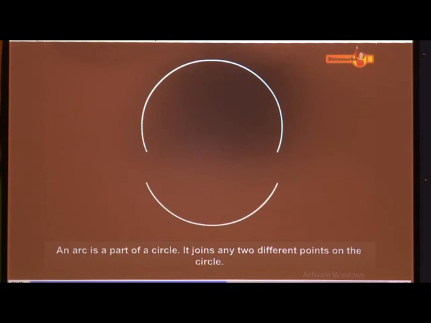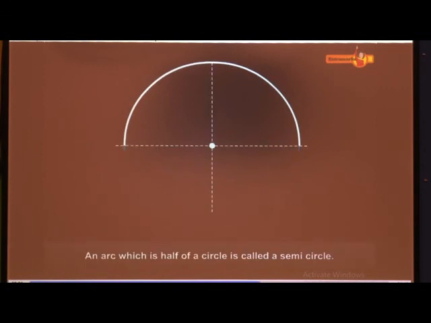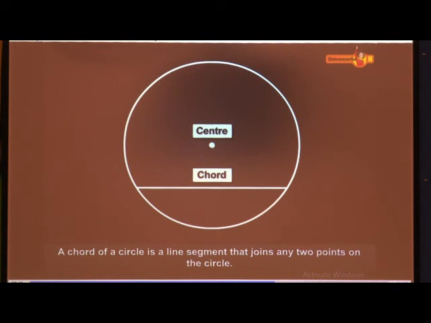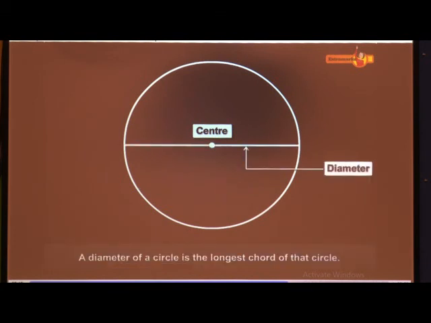An arc is a part of a circle. It joins any two different points on the circle. We can define shorter and longer arcs as minor arc and major arc of the circle respectively. An arc which is half of a circle is called a semicircle. A chord of a circle is a line segment that joins any two points on the circle. A diameter of a circle is the longest chord of that circle.